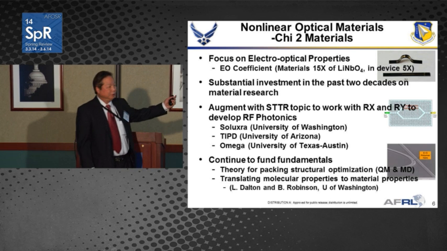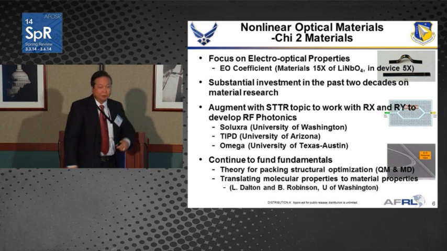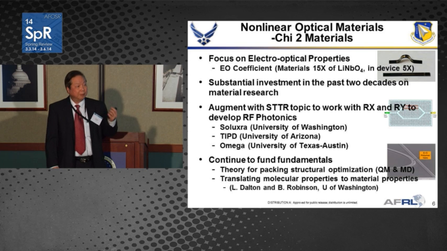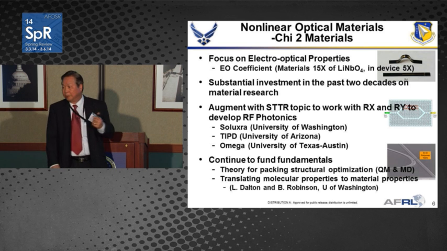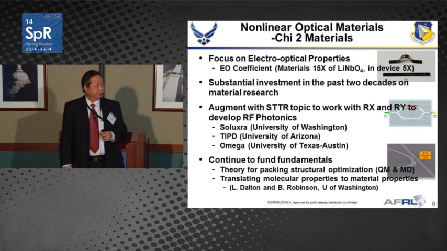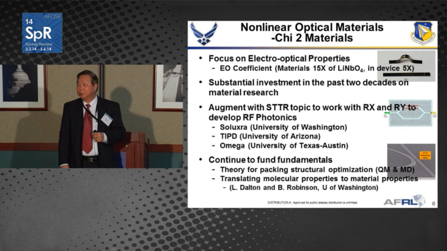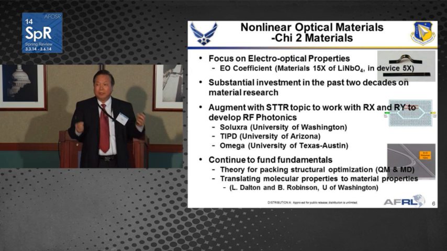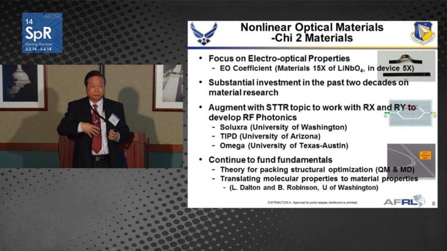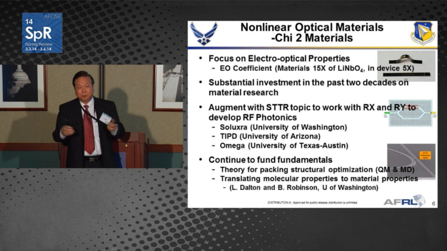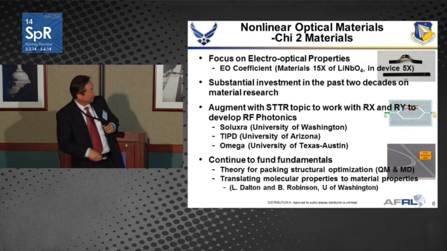Another thing about the EO polymers: not only is the EO coefficient much bigger than lithium niobate, you could use it at places where lithium niobate cannot be used. Here is a structure on a flexible substrate. You cannot do that with lithium niobate. And also because you make the structures based on photolithography, you could have very complex photonic structures that would be difficult for lithium niobate.